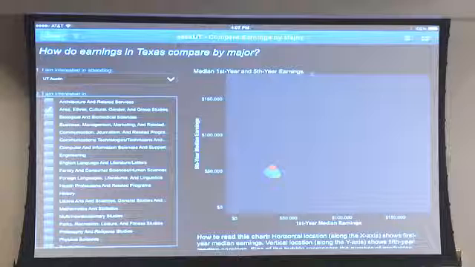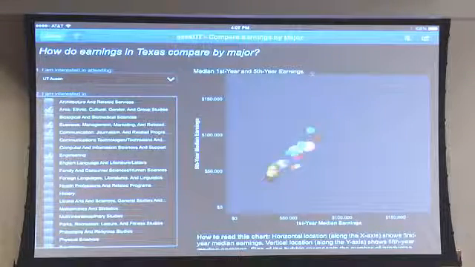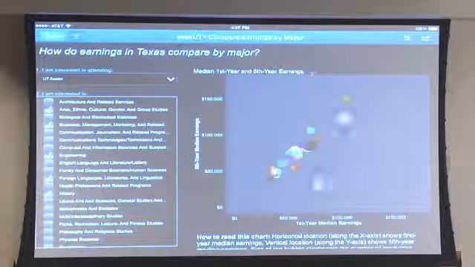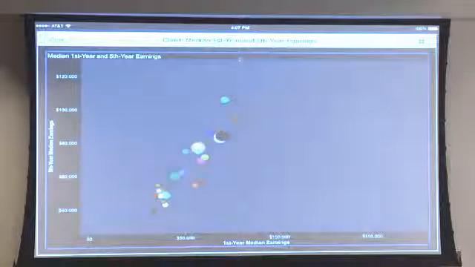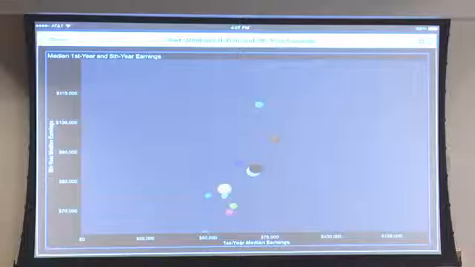So what you can do is you can select different fields, and I'm going to put engineering on here because that's an extreme. And as you can see, let me make it bigger. So these are first year and fifth year earnings, the median. And then you can start exploring. So if everyone's like, well, what's the dot at the top? That's business and communications.